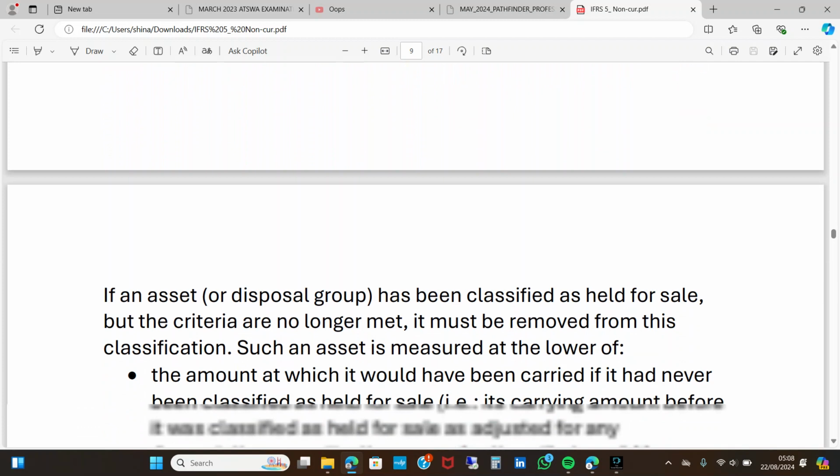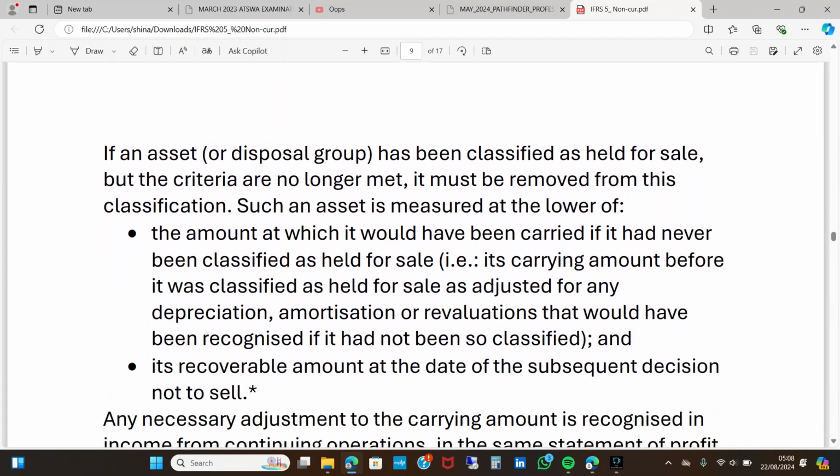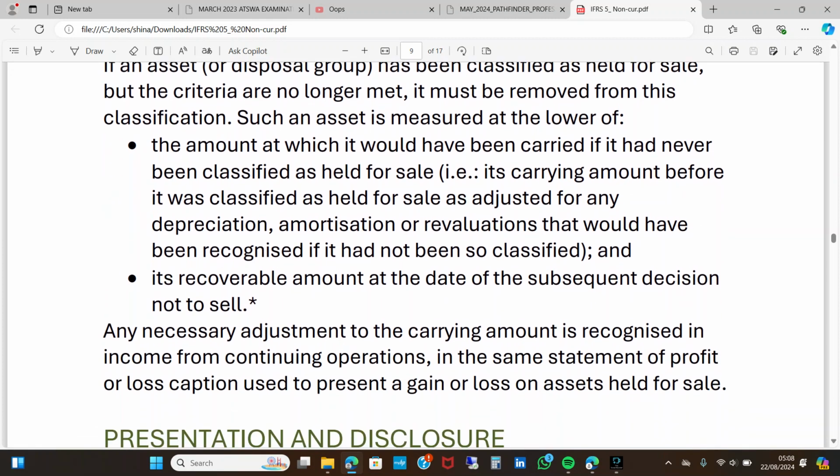Let's look at what we call changes to plan of sale. Now let's assume that we decide to sell an asset, and now we are changing our mind. We're no longer selling. What do we do? If an asset or disposal group has been classified as held for sale, but the criteria are no longer met, it must be removed from this classification. So if we decide we're not selling again or we failed any of those conditions, we must remove it from non-current asset held for sale and put it back in our what?